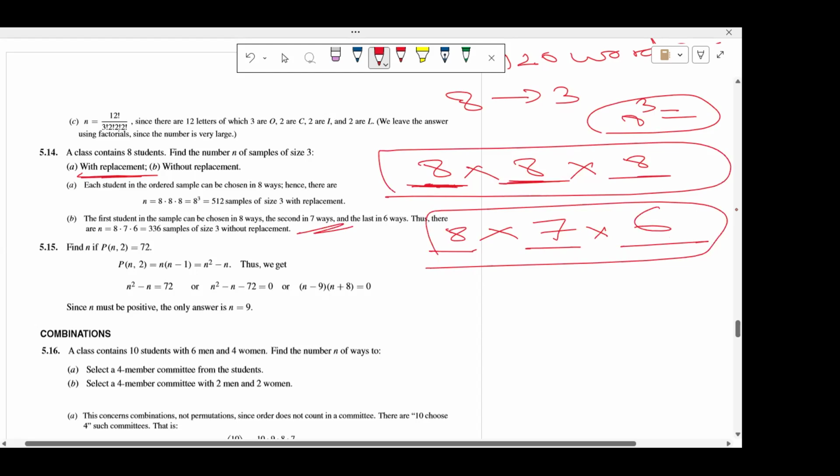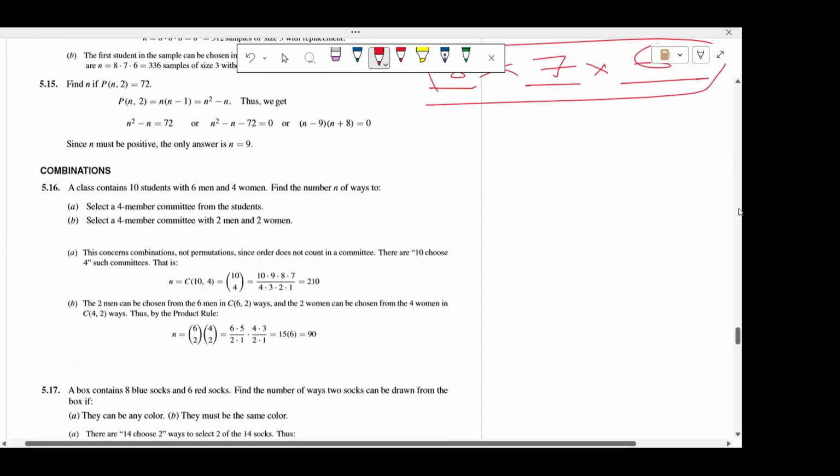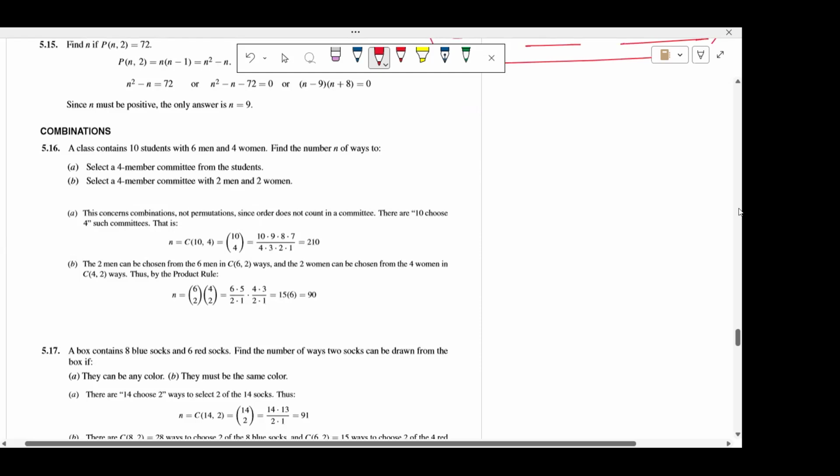The important thing here, you need to clearly read the question and try to understand. Then only you can provide the answer, right? Otherwise, sometimes if you read only a portion of the question and try to answer, you make some mistakes, right? So keep that in mind. Okay, now we will move to some exercise questions from combinations, right?